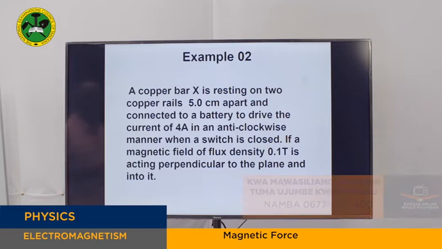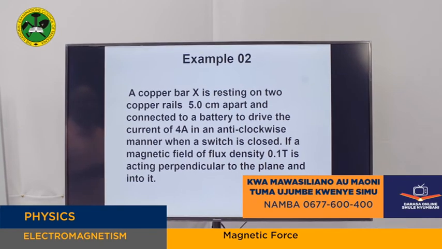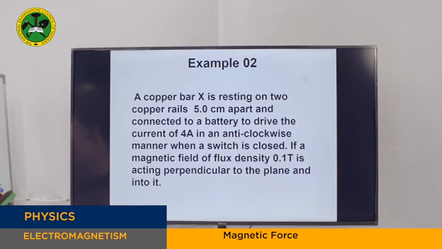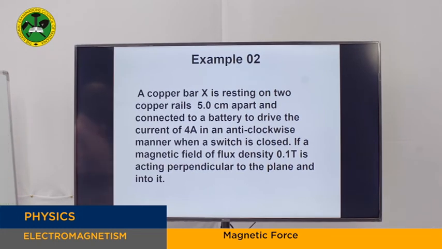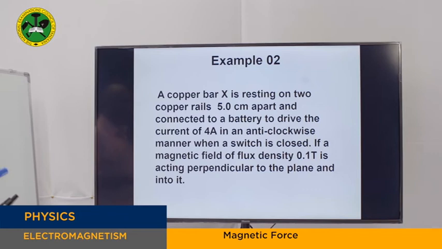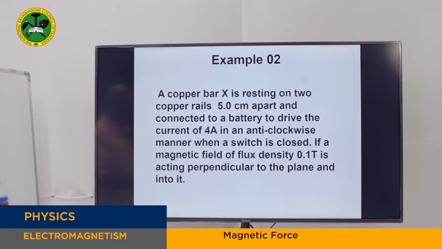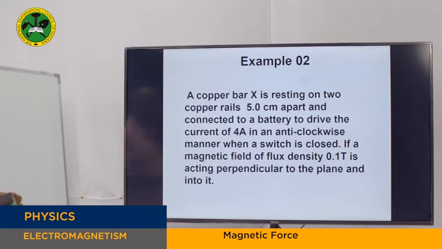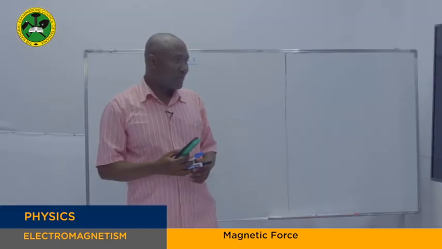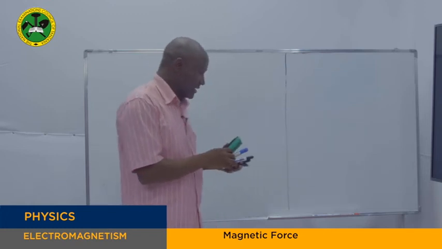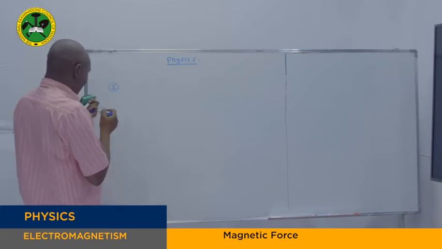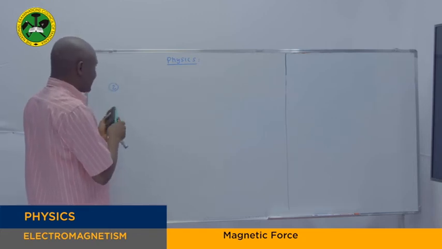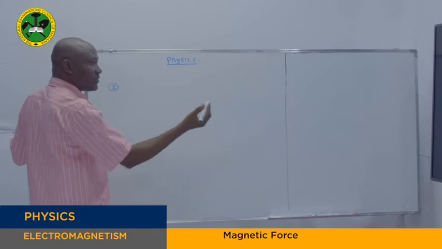Now, that X is resting on 2 bars of copper, and these copper nails are connected to a battery so that it can take the current through wire X. The current is given as 4 ampere, and it is moving in an anticlockwise manner when the switch is closed. Before we proceed, let's see the question. The nature of the question is, you can draw that question here the way it's given. It can be on a horizontal plane maybe.